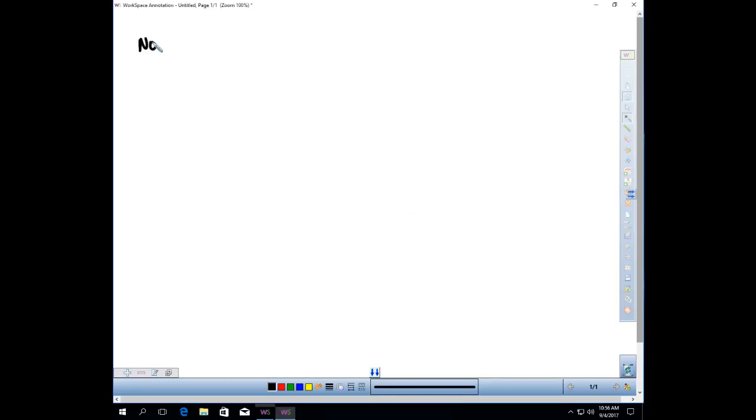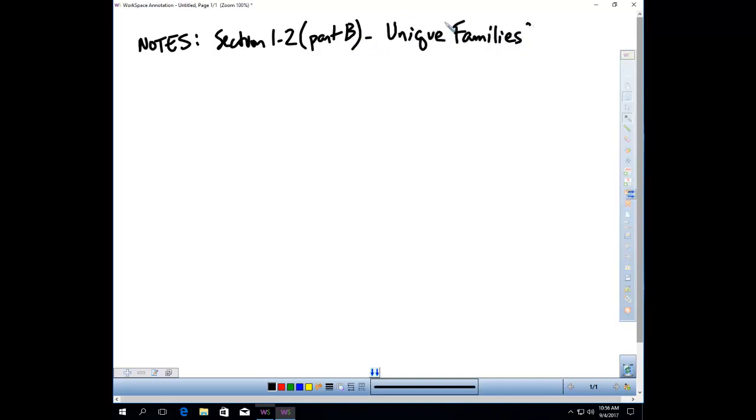Alright, well, we're going to attack the second part of section 1-2. Remember, we were talking about functions and a lot of general, generic kind of ideas about functions. What the second part of this section is about is kind of some, I don't know if I'd say families, but some characteristics or some unique qualities, I guess I would say, of certain kinds of functions. Things that some of them have in common. So we're going to look at 3 different kinds today.